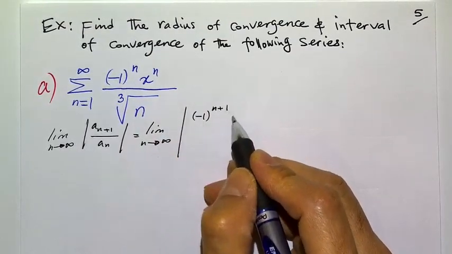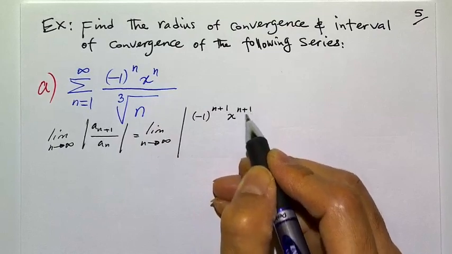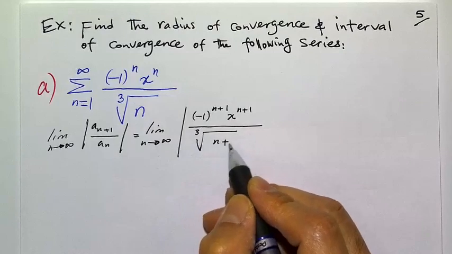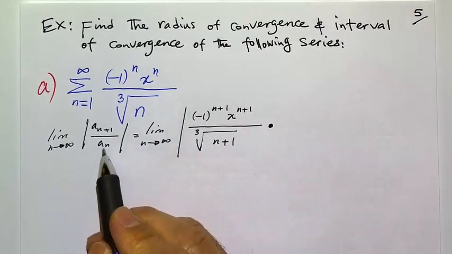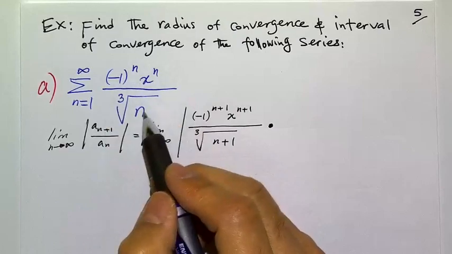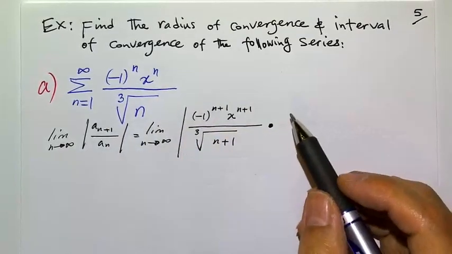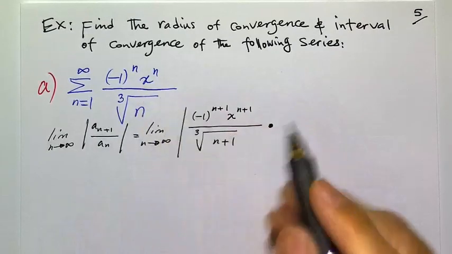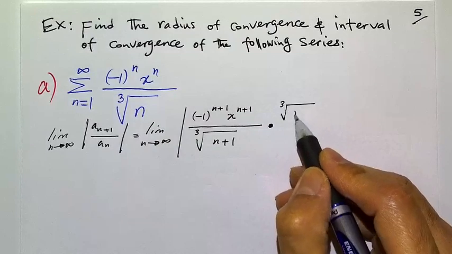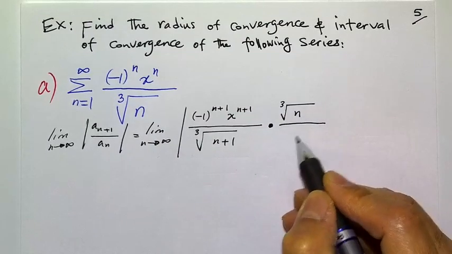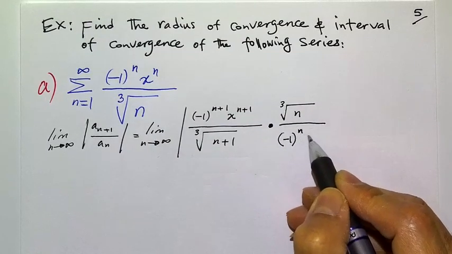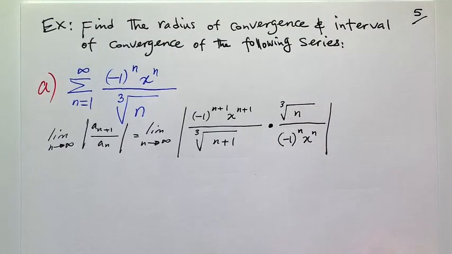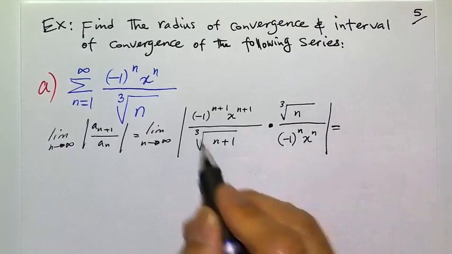n plus 1 times x to the n plus 1 power divided by the third root of n plus 1, multiplied by, since we're dividing by a sub n, which is this, we flip it, right? We're dividing by this, so when I put it in multiplication form, we have to flip this. So we will have the third root of n, divided by minus 1 to the n power times x to the n power. Okay, we can significantly simplify this.